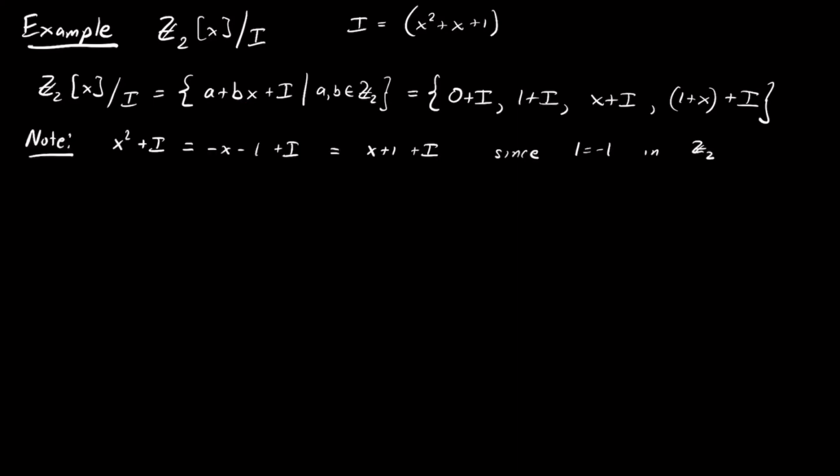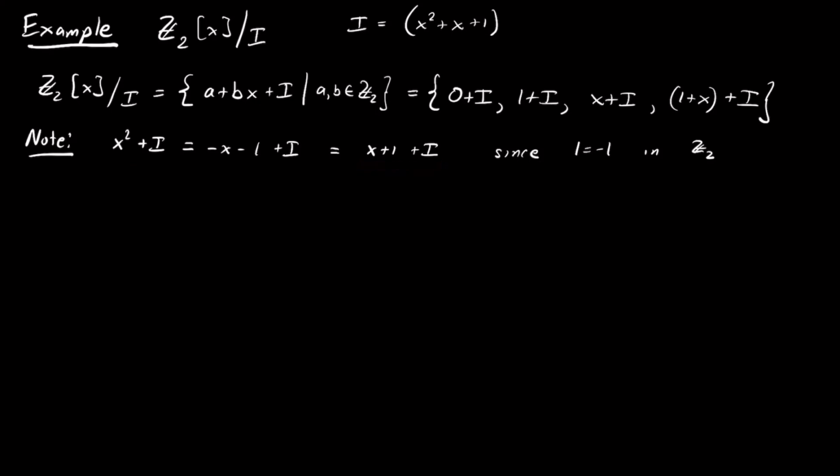Another thing that I might notice here is that x squared plus I is being set equal to negative x minus 1 plus I, but since I'm working in Z mod 2, negative x is the same as x, and negative 1 is the same as 1, right? Because in Z mod 2, 1 and negative 1 are the same. So what am I doing? I'm taking every instance of x squared and turning it into an x plus 1 inside of this ring.